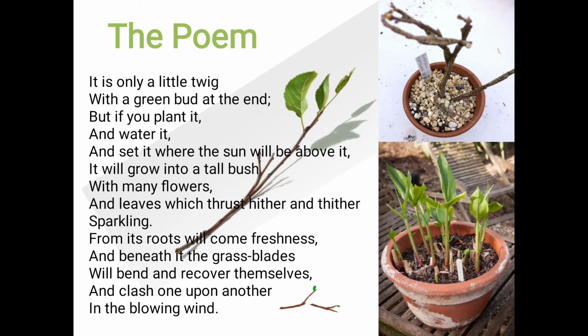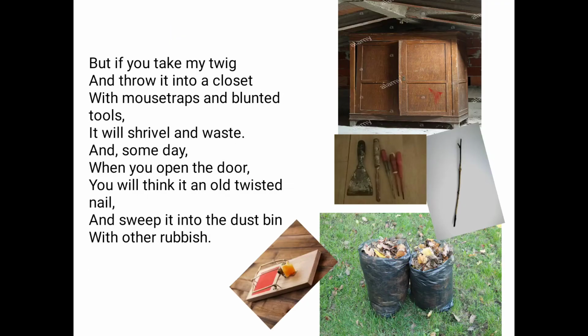From its roots will come freshness, and beneath it the grass blades will bend and recover themselves and clash one upon another in the blowing wind. So this is the first part of the poem where we see the positive side of the twig when we plant it. Now let's see the second part of the poem.